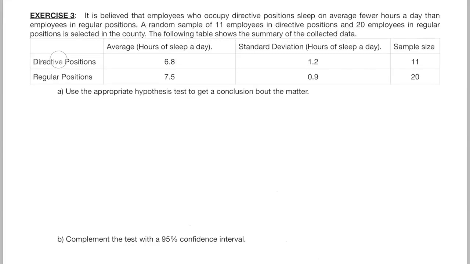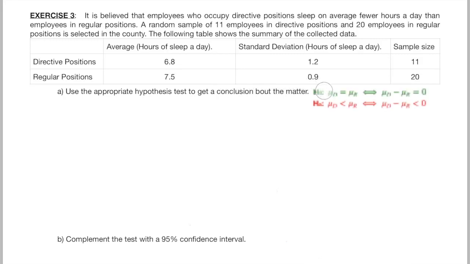In directive positions, the sample mean is 6.8 hours with a standard deviation of 1.2. In regular positions, the sample mean is 7.5 hours with a standard deviation of 0.9. Obviously, this sample suggests that those in directive positions sleep less than those in regular positions. But how strong is this suggestion? Could these two samples come from two populations with the same mean? Letter A. Use the appropriate hypothesis test to get a conclusion about the matter.